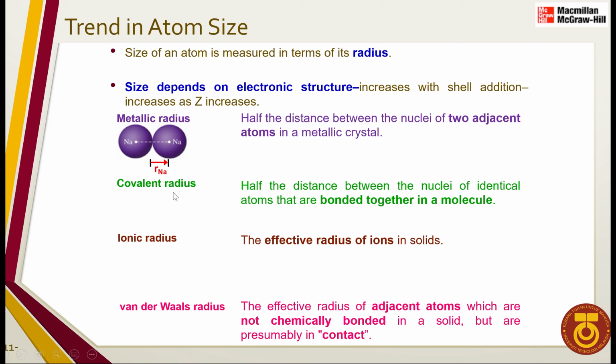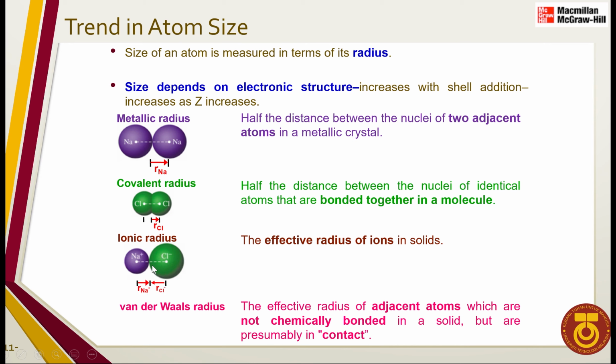And what about covalent radius? Covalent radius is half the distance between the nuclei of identical atoms that are bonded together in a molecule. We know that chlorine gas atoms are bonded together, right? Sodium here is not bonded together, but chlorine gas exists as Cl2. So you see that the distance is smaller for covalent radius than for metallic radius.